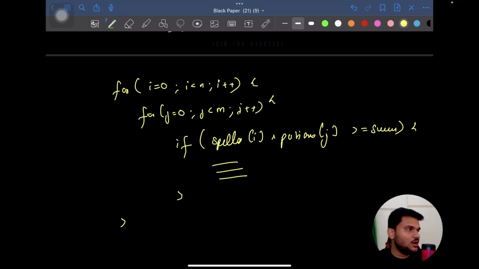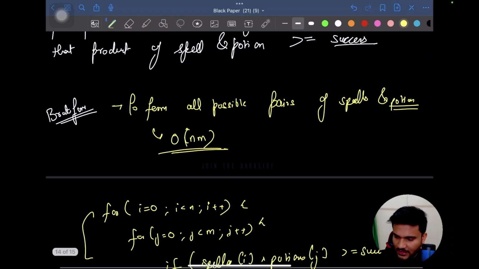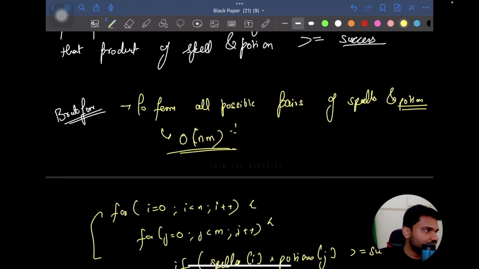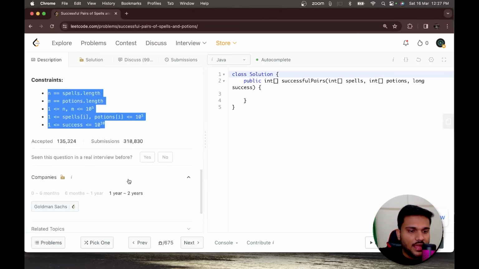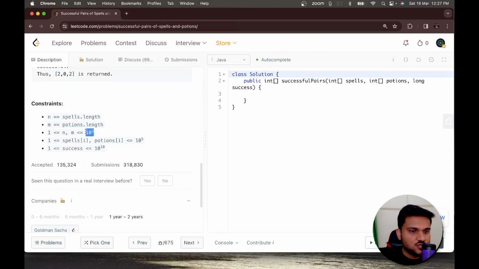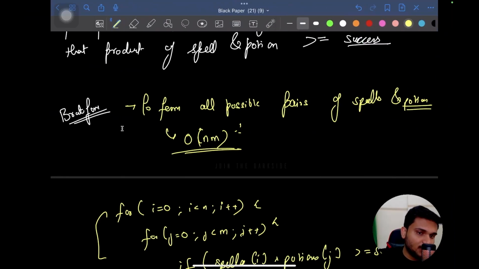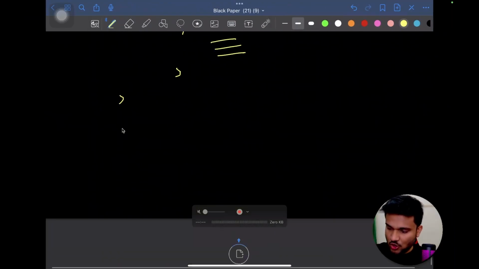Based on this, you are going to actually put your logic. And you can see it's a nested loop directly having a complexity of order of nm. But if you carefully see the constraints, n is 10 raised to the power 5, m is 10 raised to the power 5. Order of nm will be 10 raised to the power 10. This is going to give you TLE. Now, how can we optimize?